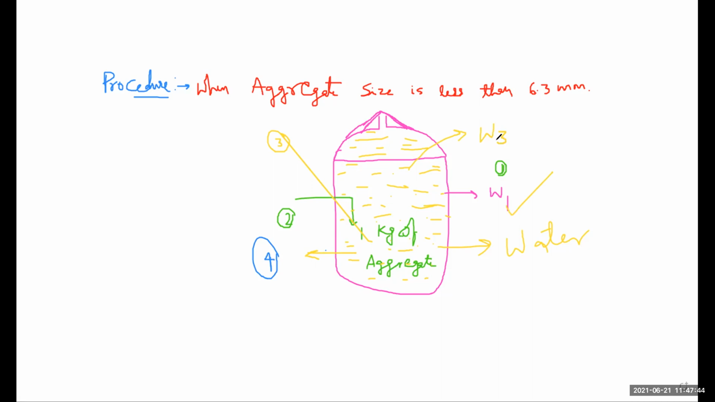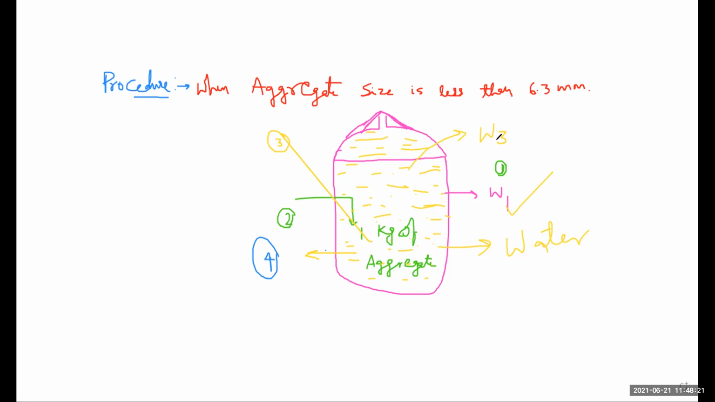Then we clean this pycnometer and remove everything, that means water and aggregate, from this pycnometer, and then we clean it. Then water is filled up to the top of the pycnometer without any entrapped air. It is then weighed. So lastly, we just discharge or throw all the ingredients present in the pycnometer, then clean the pycnometer, and fill only water in it.